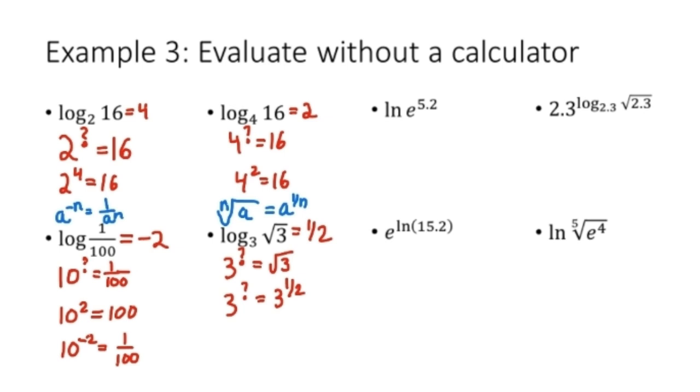Next, we'll take a look at natural log of e to the 5.2. With the natural log, the base is e. So we're asking ourselves, e to what power equals e to the 5.2? Well, just like in the last example, the question answers itself. It'd be 5.2. So the natural log of e to the 5.2 equals 5.2.